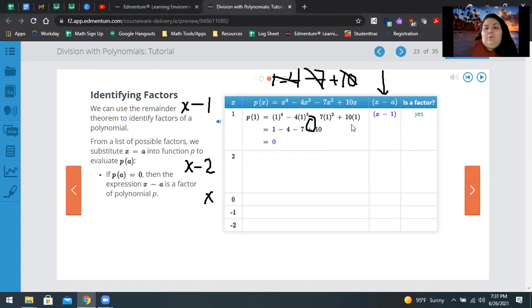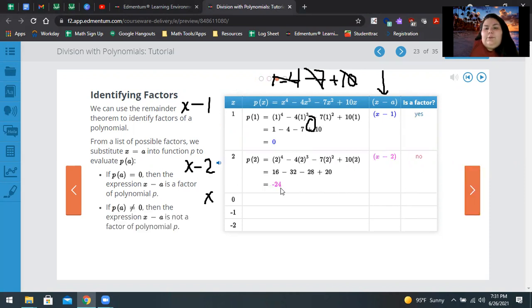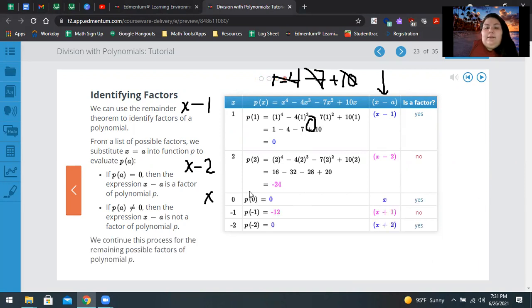See, because again, we got the value of 0. If you plug in 2, meaning it comes from the factor of x minus 2, if we don't get 0, it's going to be a no. So right there, we get -24. So x minus 2 is not a factor. And then we would go ahead and take a look at the other ones.